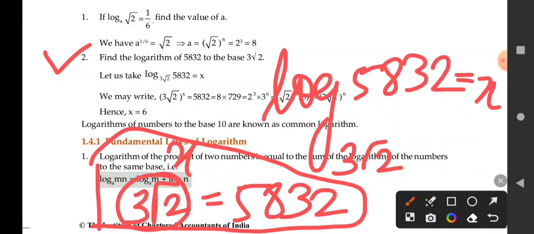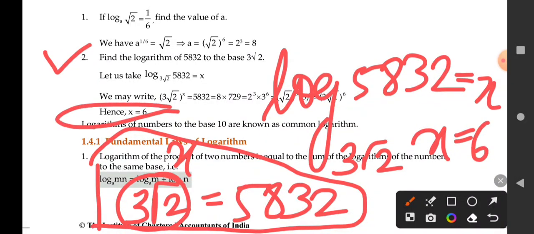5832. So let's press the equal to sign. 1, 2, 3, 4 and 5, plus the first time you have already calculated. So it is 6 times. So x becomes 6. Yes, the answer is correct.